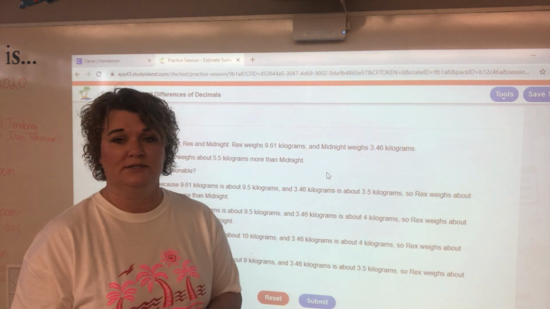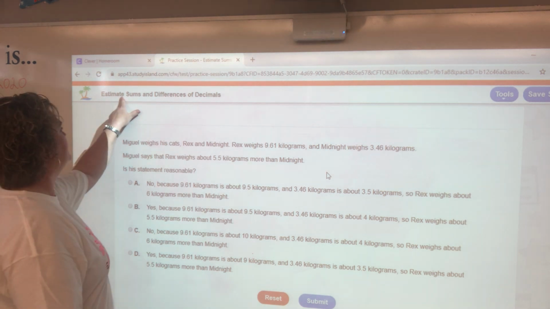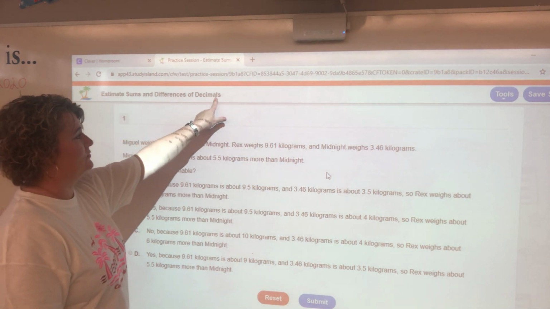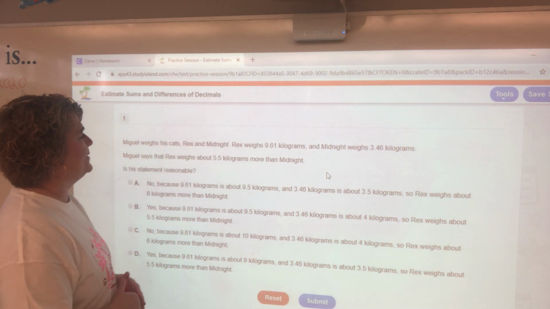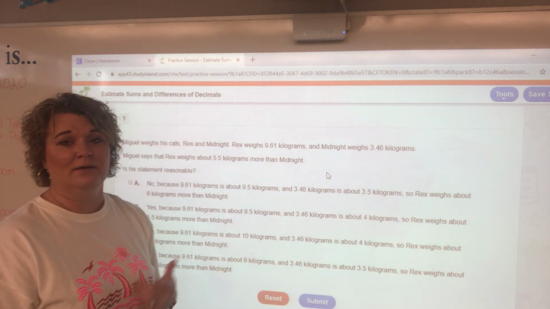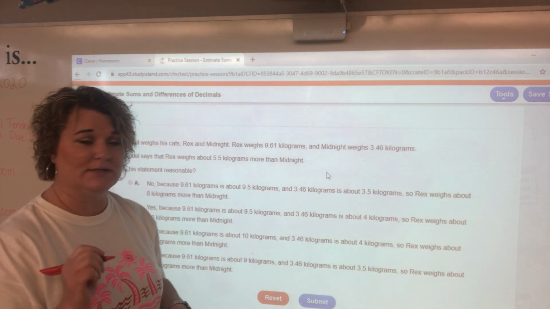Your 2 lessons for this week, well, let's just start with our first one. It's gonna be estimate sums and differences of decimals. Estimate sums and differences of decimals. The fact that it says estimate means we're gonna round. So let's refresh our memory on some things. You probably need to take some notes.